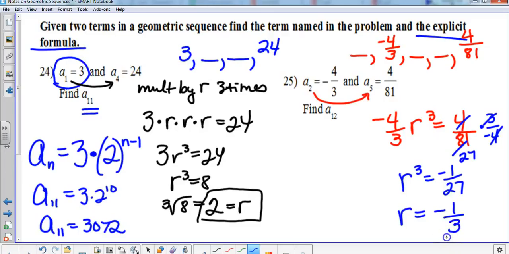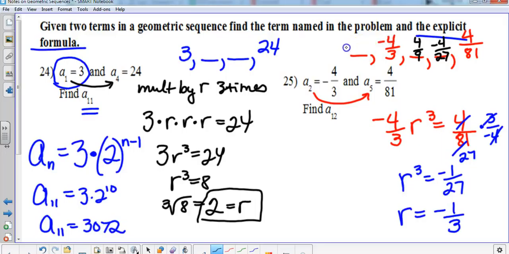Negative 1/3. Everybody okay? All right, so if we wanted to fill in these blanks up here, we could go times negative 1/3 would be positive 4/9, times negative 1/3 would be negative 4/27. How are we going to go backwards to find the first term, though? Okay, multiply by the reciprocal.